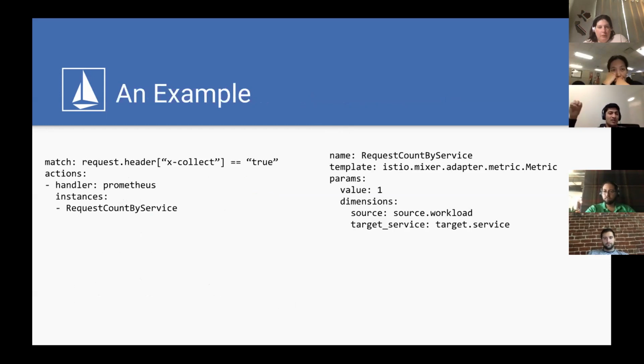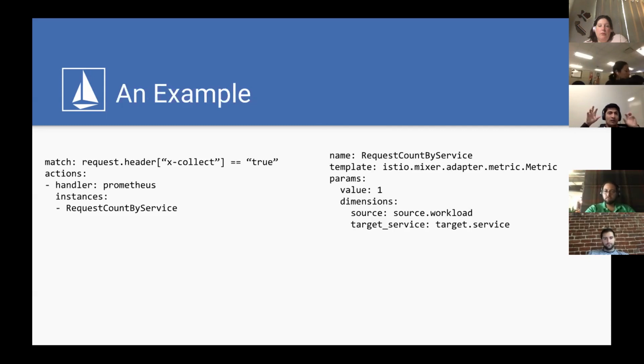If that header is present on the request, then you want to collect a metric, which is request count by service, and that is defined on the right-hand side, which says the two dimensions are source and target service, and source is source workload, and target is target service.